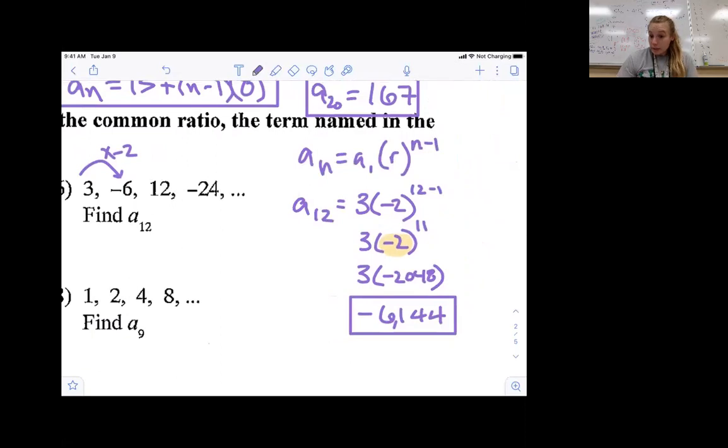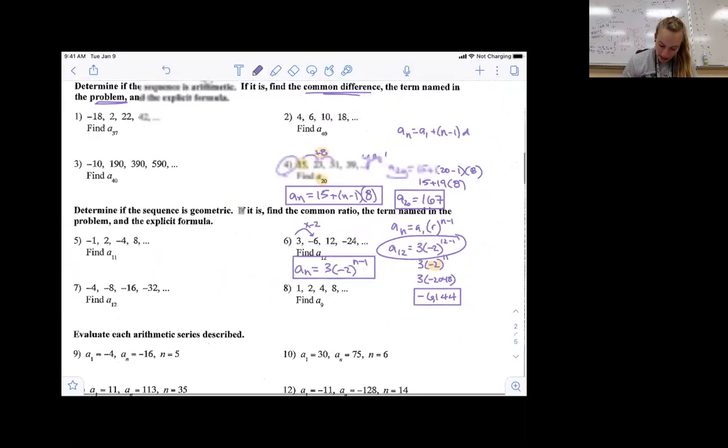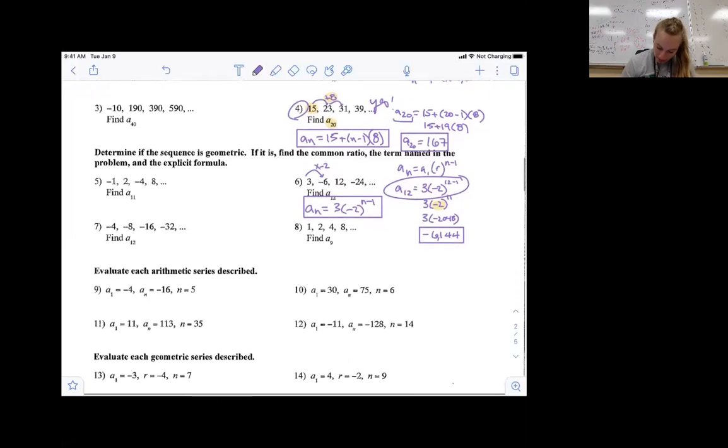Remember, I could also ask for the explicit formula. So we just take this part right here, but get rid of my 12. So I've got a sub n equals 3 times negative 2 raised to the n minus 1. And that's also an answer. Again, you can see more like that on here.